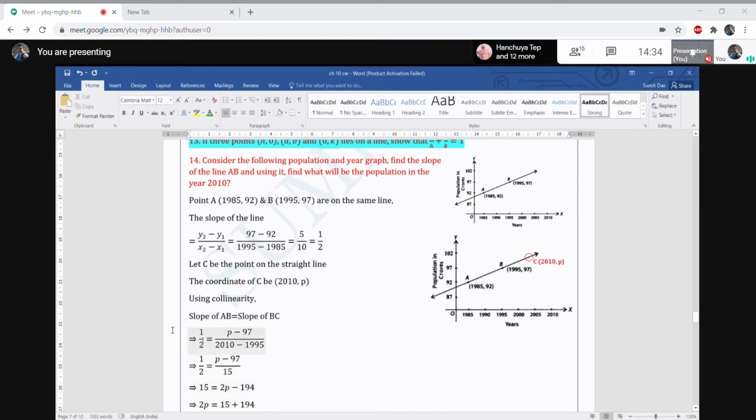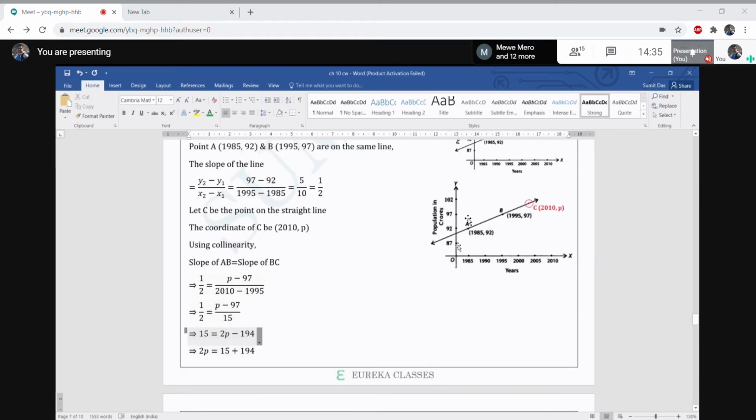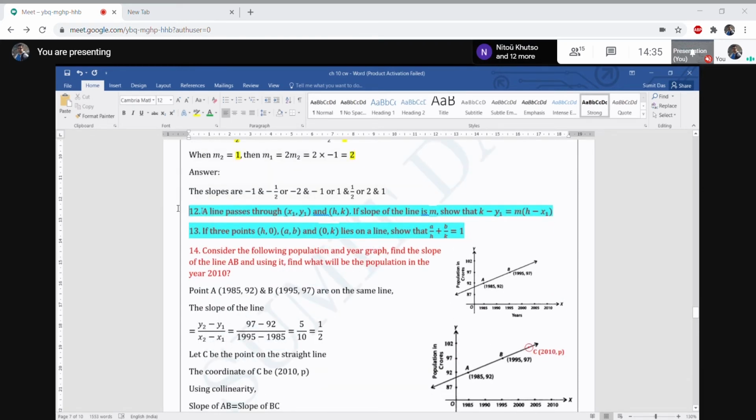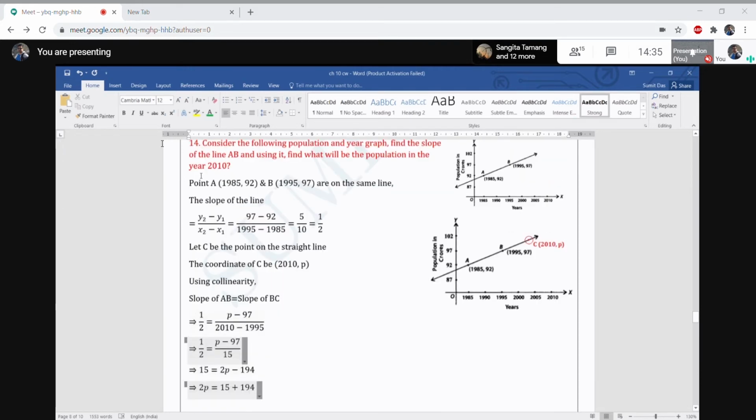Slope of AB we already got, 1 by 2. What will be the slope of BC? Same formula, y2 minus y1. y2 is P, y1 is 97. So P minus 97 divided by 2010 minus 1995. If you simplify this, you will get P equal to 104.5. So the population of the year you have to write like this: the population in the year 2010 is 104.5 crore. If you see the y-axis, it is all given in crore, so the population will be in crore. So that's our solution.